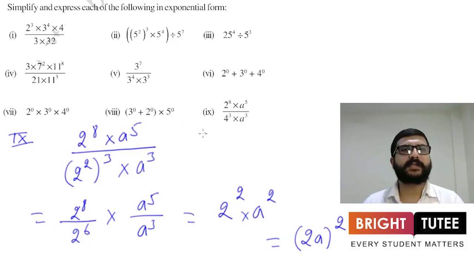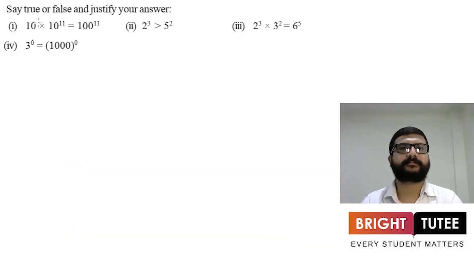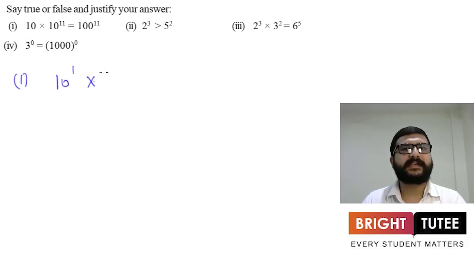Now let's move to the next question. Here is the next question. The question is: say true or false and justify your answer. The first part of the question is 10 to the power 1 or 10 into 10 to the power 11 is equal to 10 to the power 11.